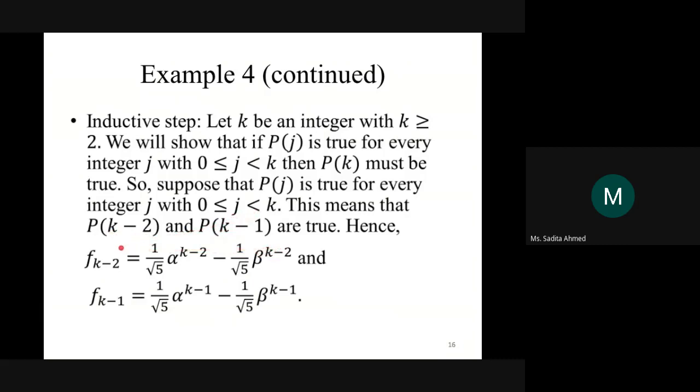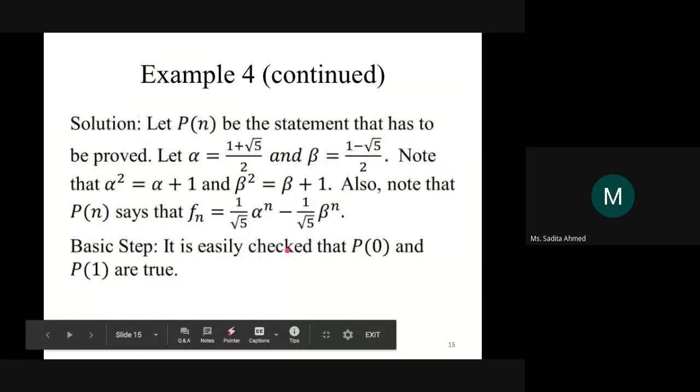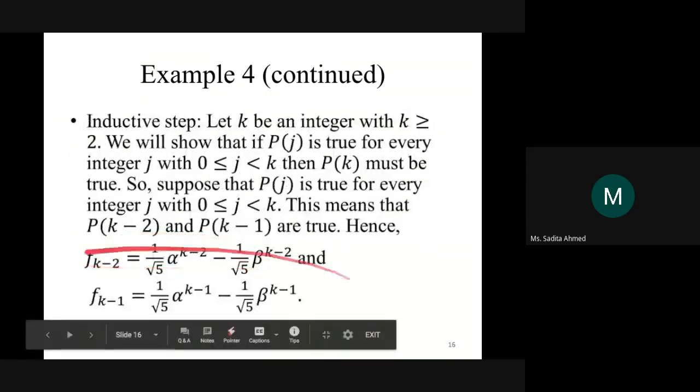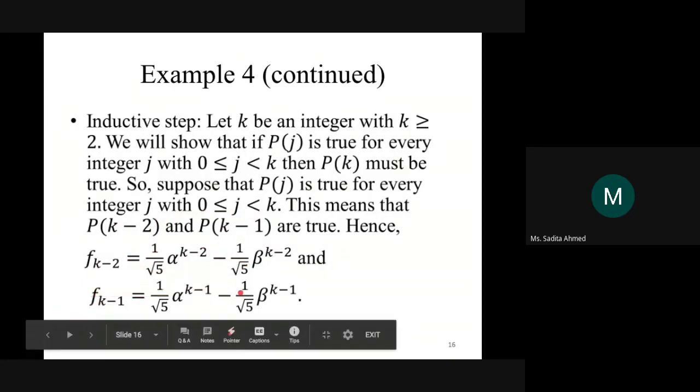It means that f(k minus 2) is equal to 1 by square root of 5 alpha to the power of k minus 2 minus 1 by square root of 5 beta to the power of k minus 2. With n replaced by k minus 2. That this is true. All right? That this specific value in the Fibonacci sequence at index k minus 2 can be derived from this equation. That's true. That's our assumption. Similarly, for k minus 1, we are allowed to assume this.